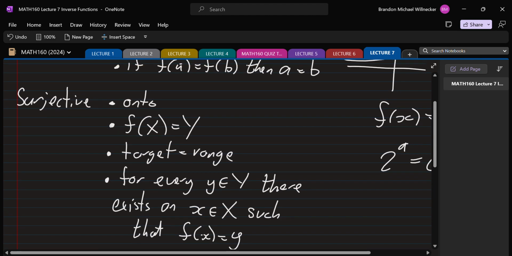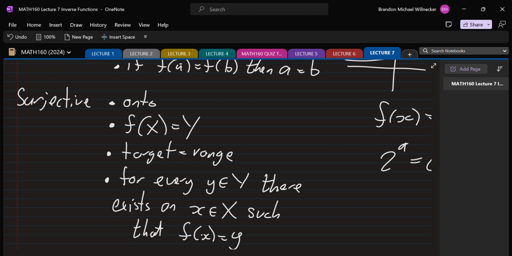The next thing is surjective. That's also called onto, like we did last time. The reason we call it onto is because all of the domain is mapped onto all of the target. Remember, we don't leave stuff out with surjective maps. That's why it's onto. We map the domain onto the whole of the target.